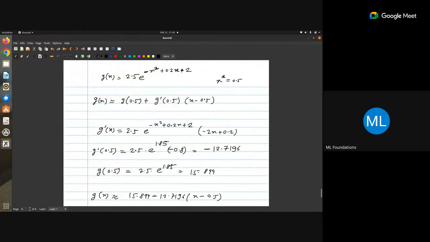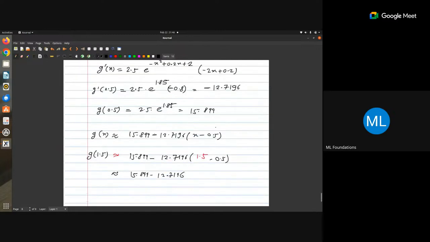Because a linear approximation means what? It's actually you are at that point, finding a tangent to that curve, correct? So that is what the linear approximation gives you.